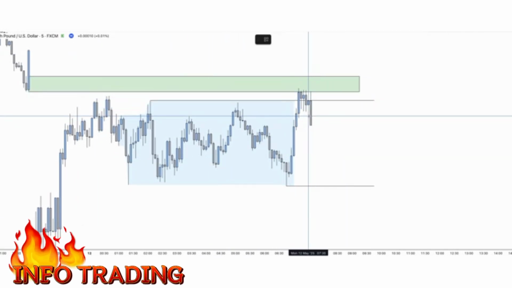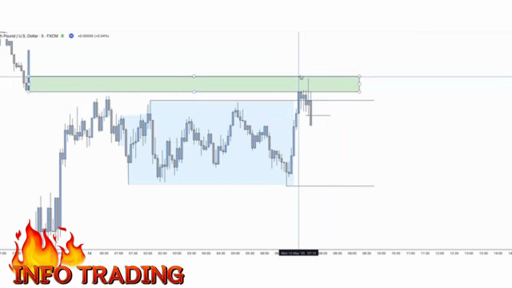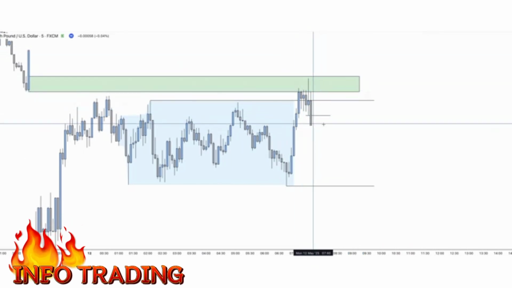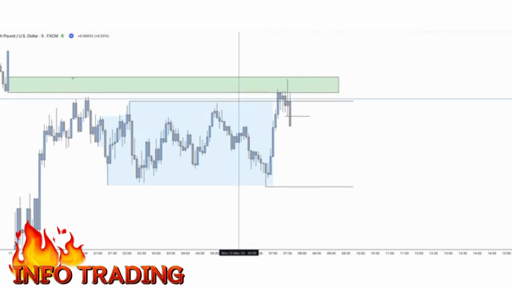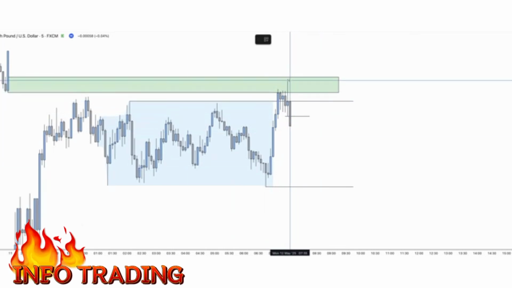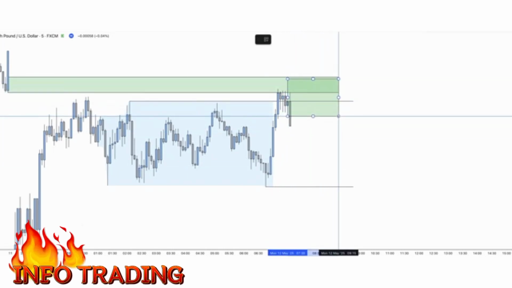We can see that we've created this range, the market's pushed up, created this high, and then pushed down and taken out the low. So what we've actually done here is create a new supply zone, which is this indecision candle, that we could then look to sell from.